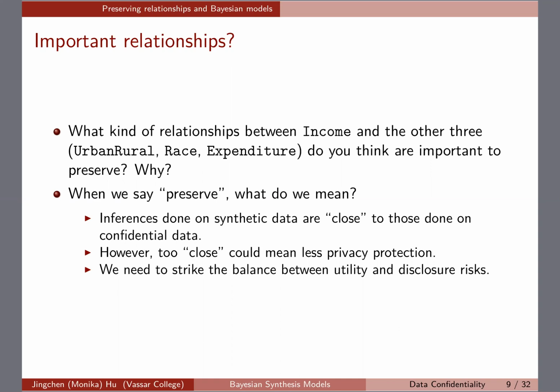If you want, you can use multiple synthesizers. We use synthesizers to refer to Bayesian synthesis models, and then you can compare them. Like what I was saying earlier, maybe you can map out the utility profile and the risk profile on a two-dimensional map, and then you can decide what you want to do. Important relationships are important to preserve, of course, but preserving is one thing. Too close to the truth might mean less privacy protection, so we have to strike the balance.